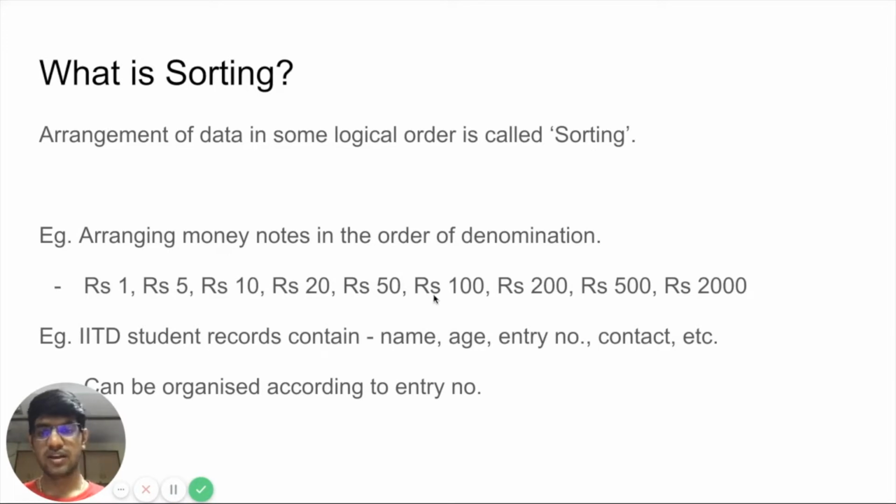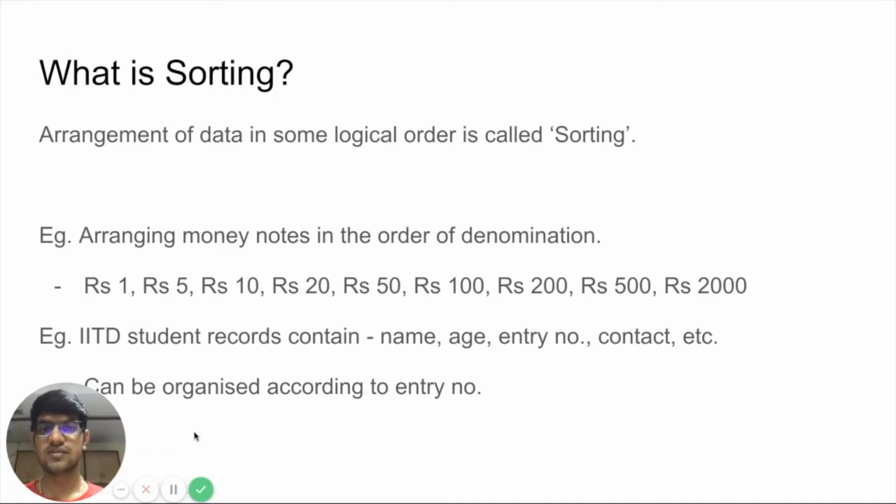It is worth noting that this is not the only possible logical order that these notes can be sorted in. You may as well sort them in the decreasing order of their denomination, or you may even sort them in the increasing order of the area of the currency notes. Hence, we conclude that there can be n number of logical orders that can be defined with respect to the data, and sorting can be done for any of them.